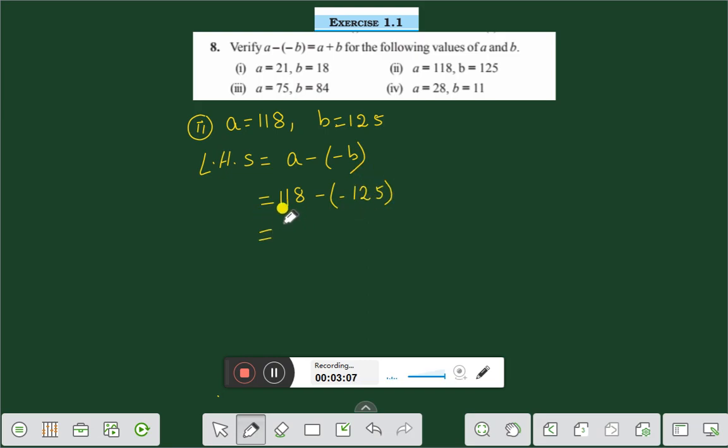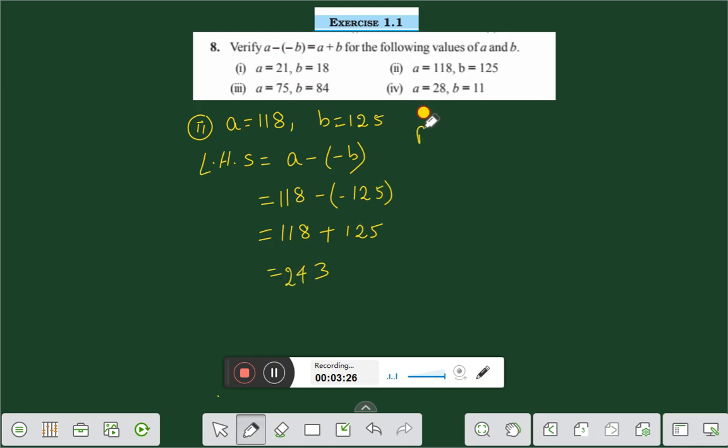Therefore it comes to 118 minus, minus into minus is plus, 125. We add the numbers: 8 plus 5 is 13, 3 carry 1. 2 plus 3 is 5, plus 1 is 6... 1 plus 1 is 2. 243.